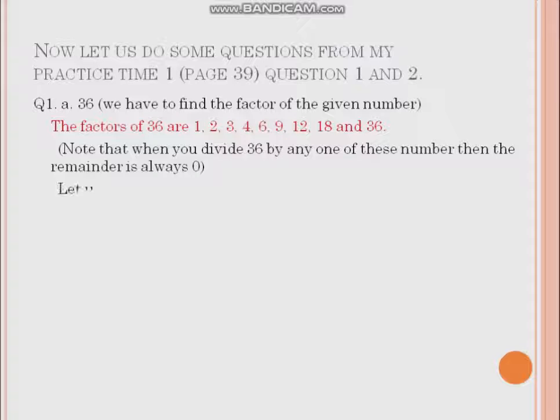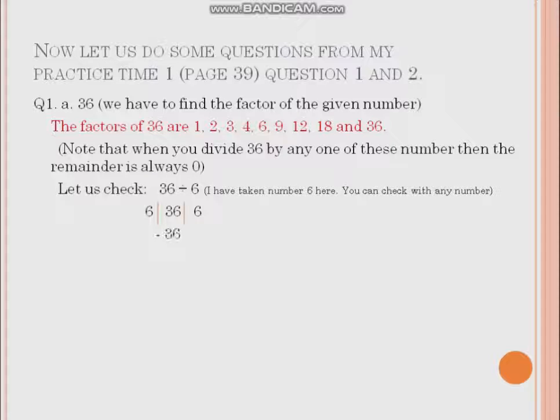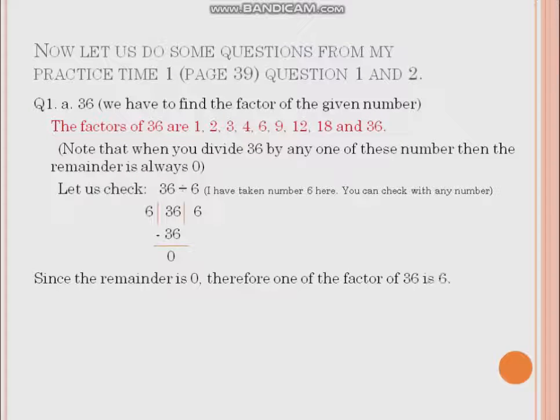So let us check. 36 divided by 6. I've taken the number 6 here. You can check it with any number, 4, 6, 12, 18, any number, okay? So when you divide 36 by 6, 6 times 6 is 36 and the remainder is 0. So the remainder is 0, therefore one of the factors of 36 is 6. You can check with other numbers as well, okay?